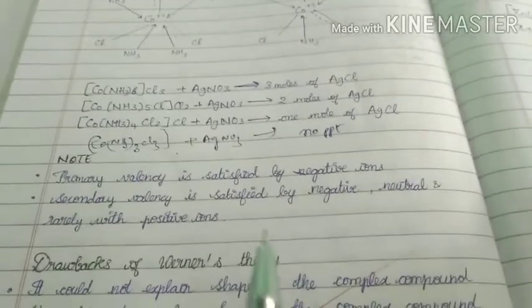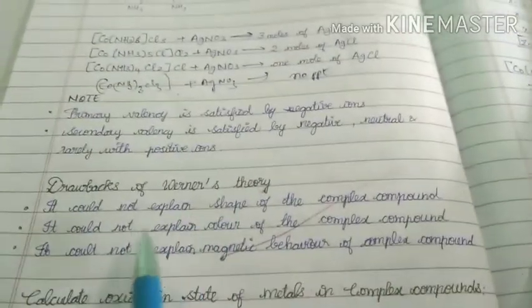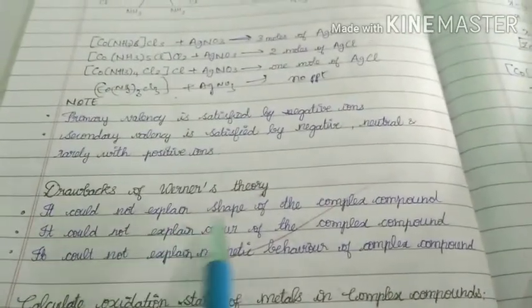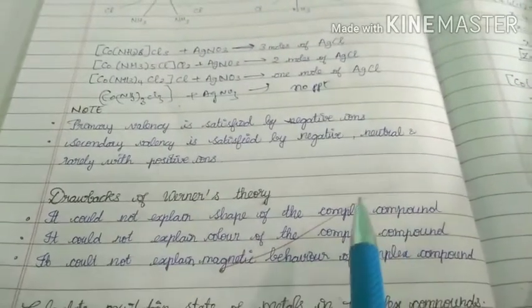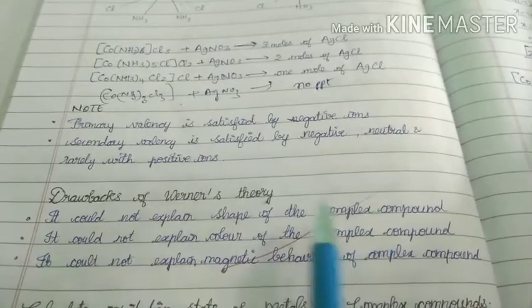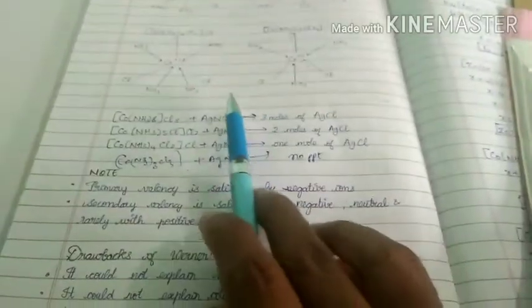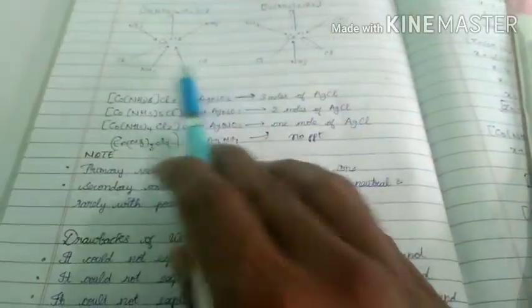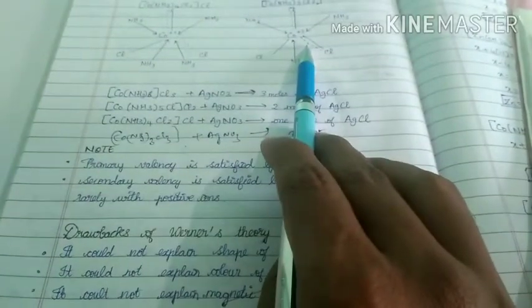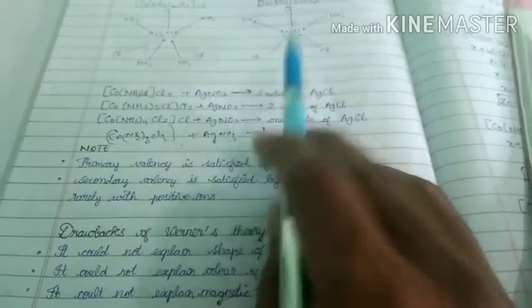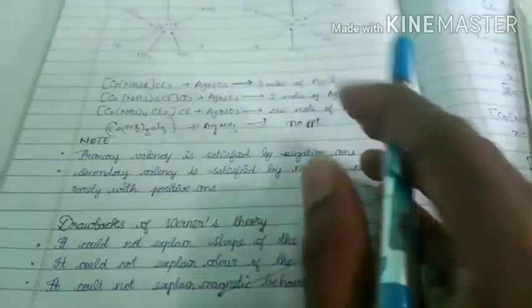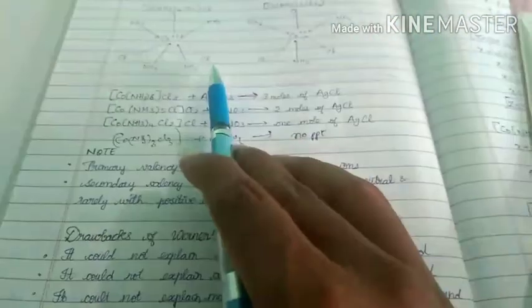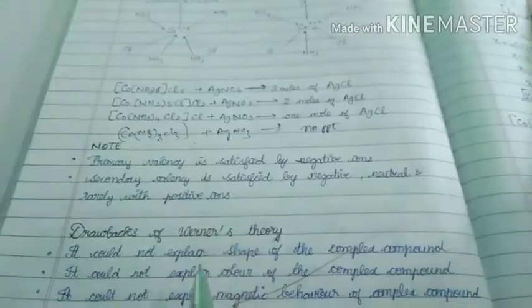Next, these are the drawbacks of Werner's theory. It could not explain the shape of the complex compounds. Generally we discuss shape as per electronic configuration, but here we have written their structures. Structure is different, shape is different. Shape means what? Octahedral, tetrahedral, those are the shapes. According to this theory, we cannot explain the shapes of the compounds.